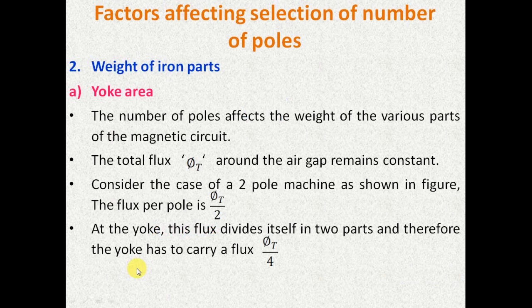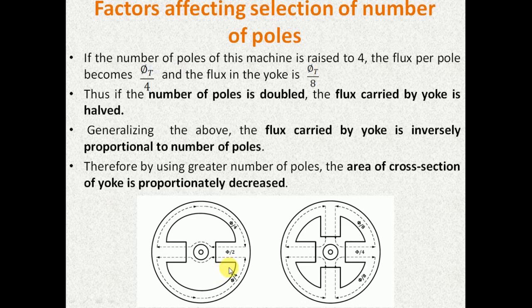Next factor which is affecting the selection of number of poles is weight of iron parts. The iron parts mainly comprise the yoke area as well as the armature area. The diagrams of a 2-pole machine and a 4-pole machine are given here. In this 2-pole machine, this portion represents the yoke and this is the armature of the machine. If you see in this diagram, it's very clear that the flux per pole is phi by 2, considering the total flux of the machine is phi. You will be able to see that flux per pole very clearly here.